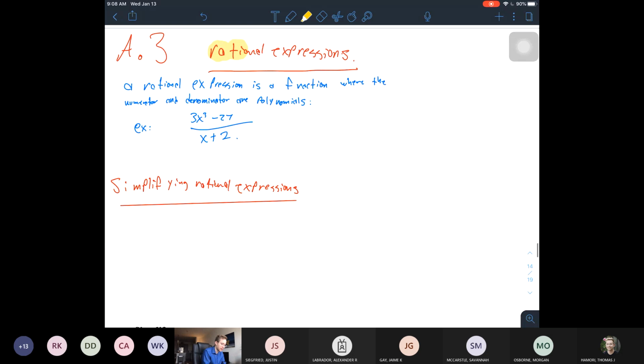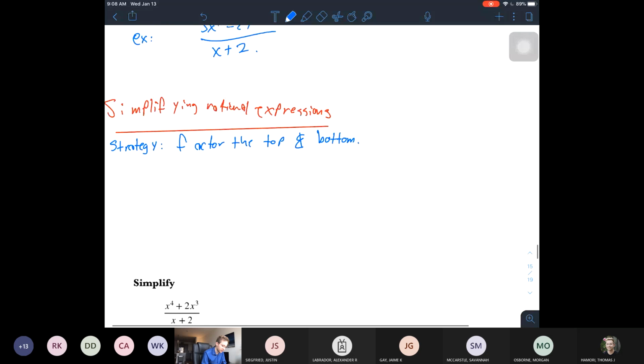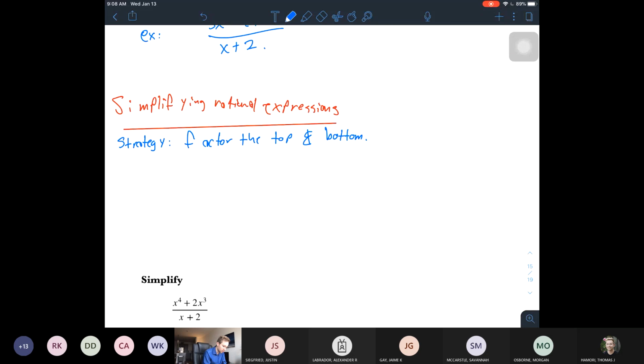And we can simplify rational expressions. And the strategy is typically factor the top and the bottom. That's how we simplify rational expressions. So let's have an example. x squared plus 4x plus 4 divided by x plus 2.